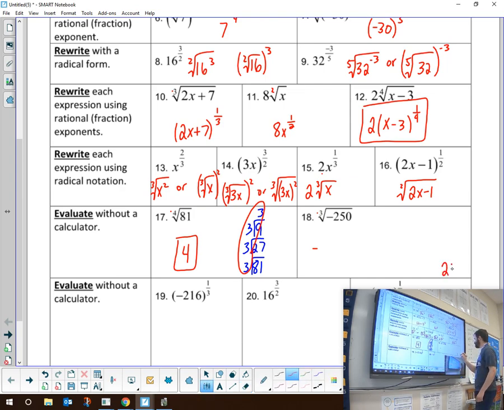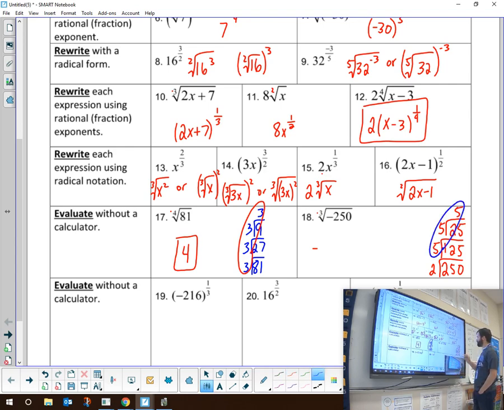We're going to go 250 divided by, let's start with 2. That gives me 125. Then let's go with 5. 125 divided by 5 is 25. And then 25 divided by 5 is 5. And then check it out.